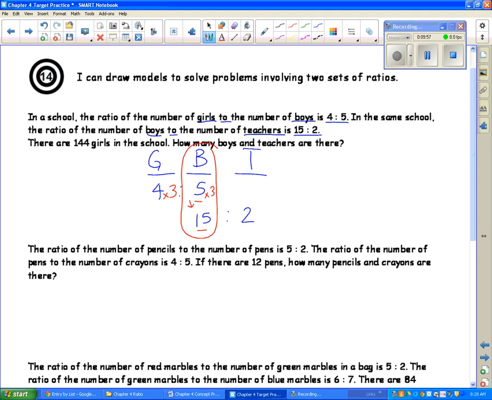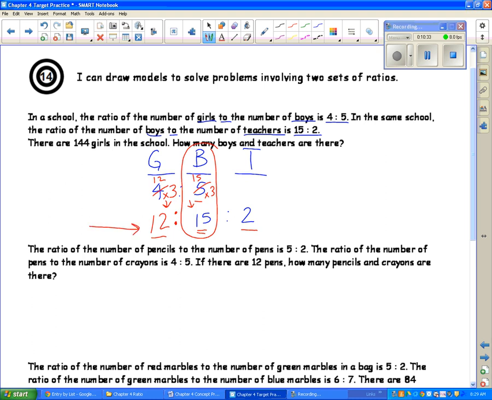Now, 5 times 3 equals 15, and then the first term for girls, 4 times 3 equals 12. Now I've changed my first ratio into 12 and 15. And my second ratio is 15 to 2. Now these overlapping terms for boys are the same, and I can write it as a single 3-part ratio, 12 to 15 to 2. Now it's just a 3-part ratio, and I can use this information to help me find how many boys and teachers there are.